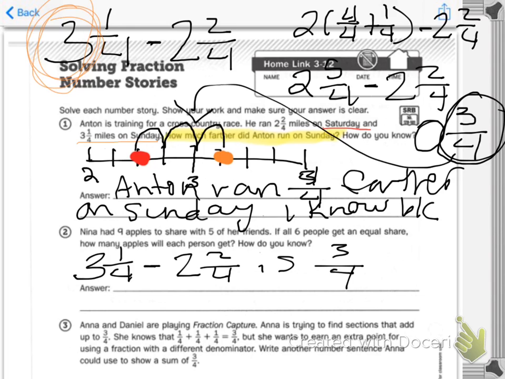So, try 2 and 3 on your own. For 2, I would suggest drawing a picture. You have 9 apples divided by 6 friends. Draw a picture if you want. And then the last one is fraction capture. You know how to do that.